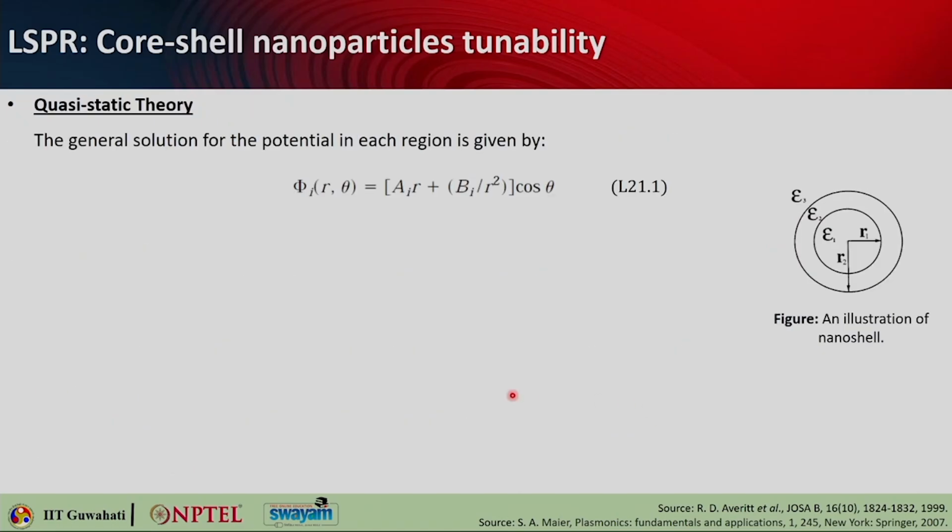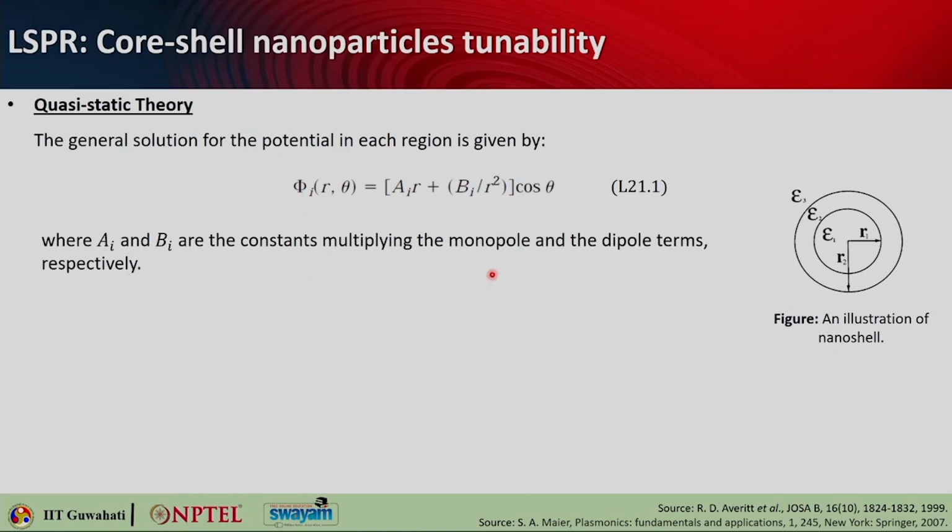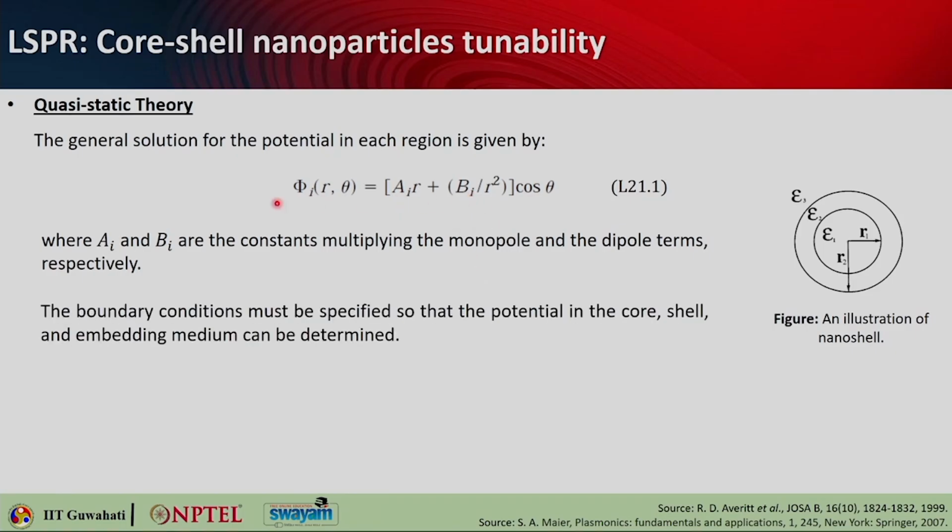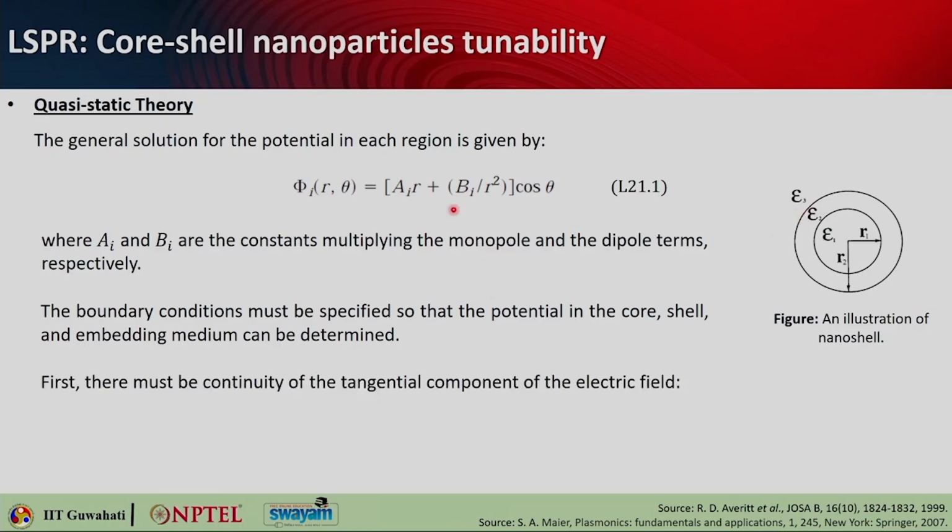So, this is how you can define the potential phi. Ai and Bi are the two constants which correspond to monopole and dipole terms. This is the general formula; i can be 1, 2, 3. So, that will be the generic equation of potential in the 3 regions. Now, what next? You have to apply the boundary conditions at the core, shell and embedding medium boundaries to find out what these constants A1, A2, B1, B2, A3, B3 and so on are.